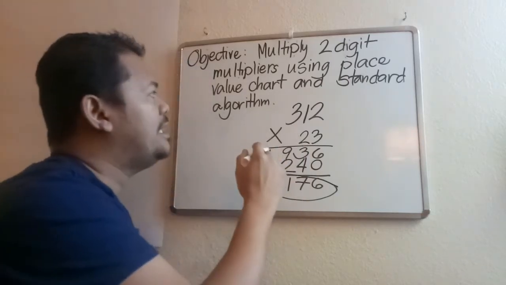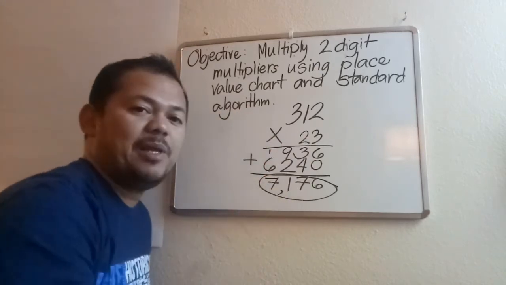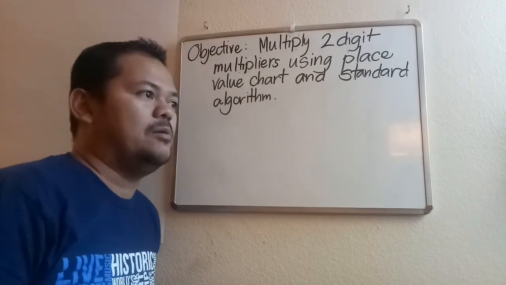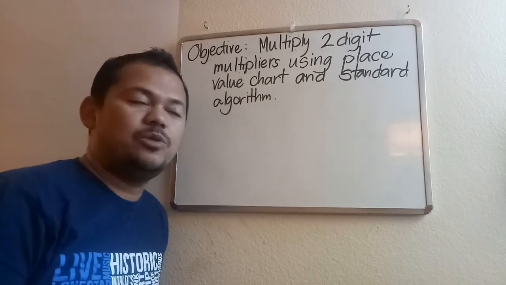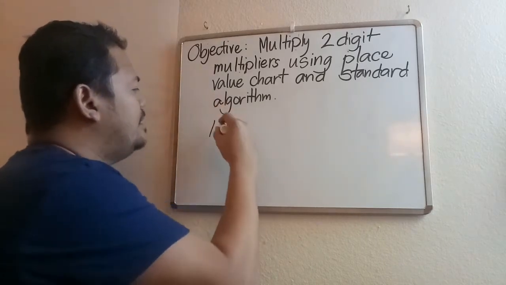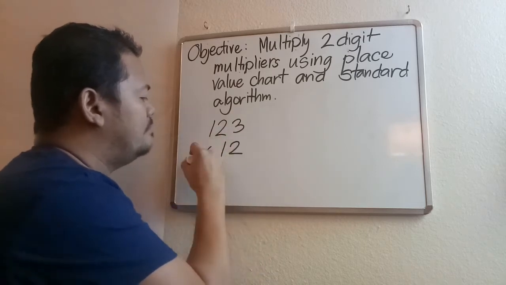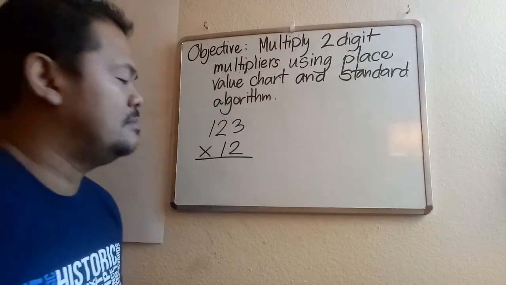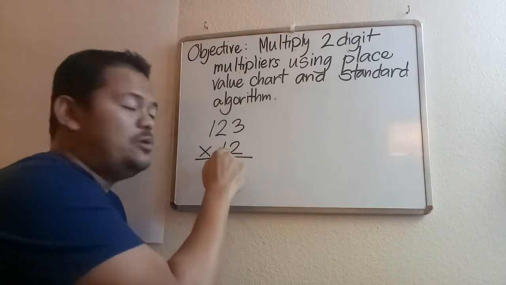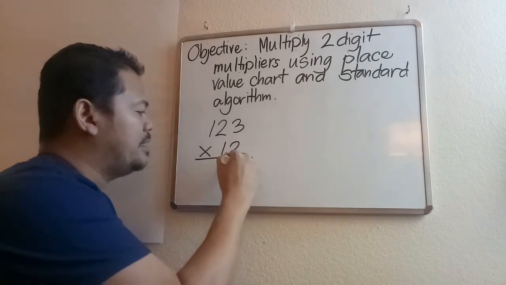So to express this in a place value chart, we are going to put the answer in the place value chart. Let's answer three-digit multiplicands and two-digit multipliers with a place value chart. Let's try to answer 123 times 12. Let's start with 2. 2 times 3 equals 6. Right here, 6.